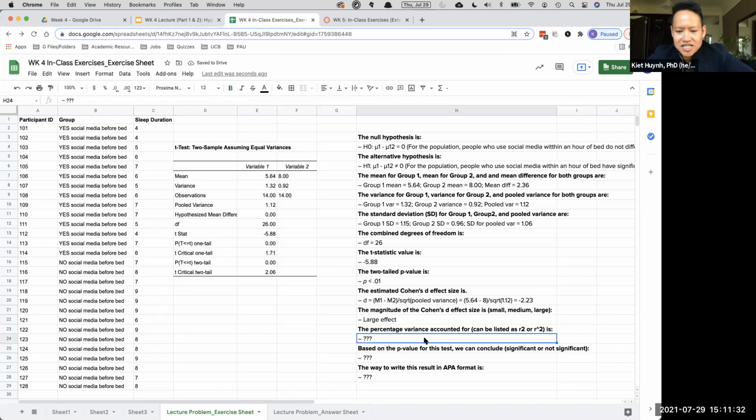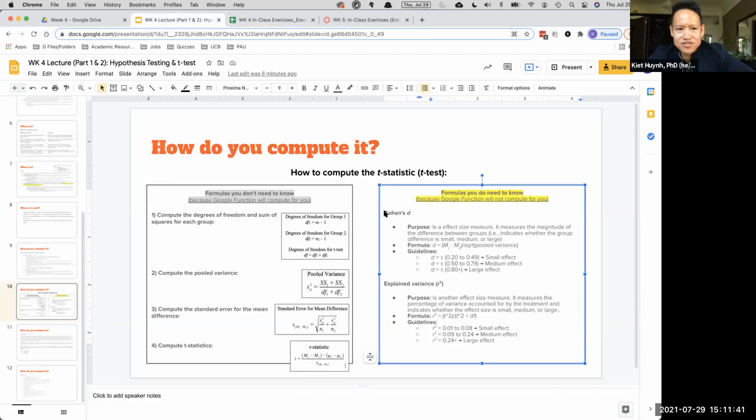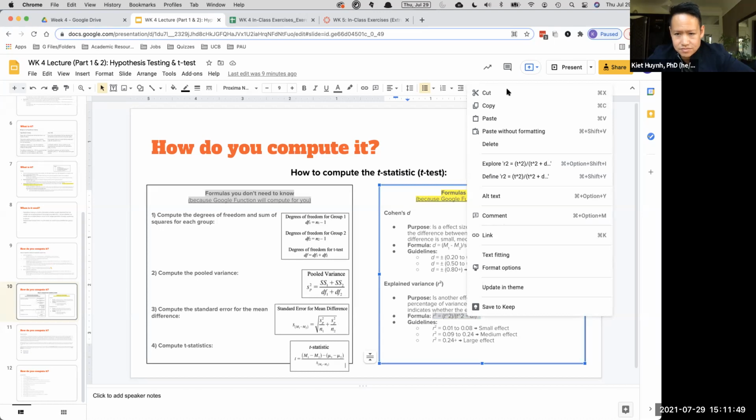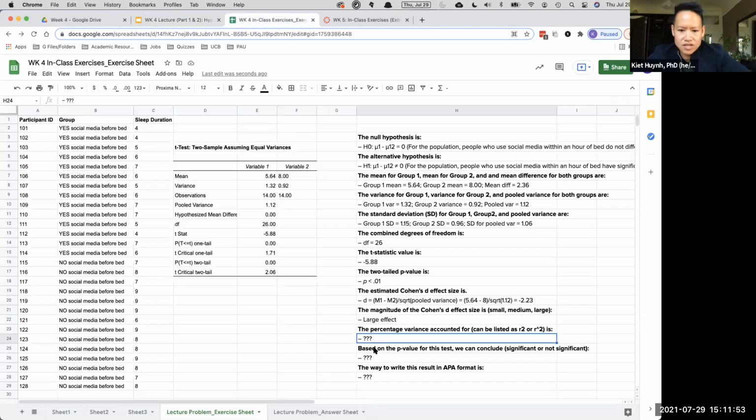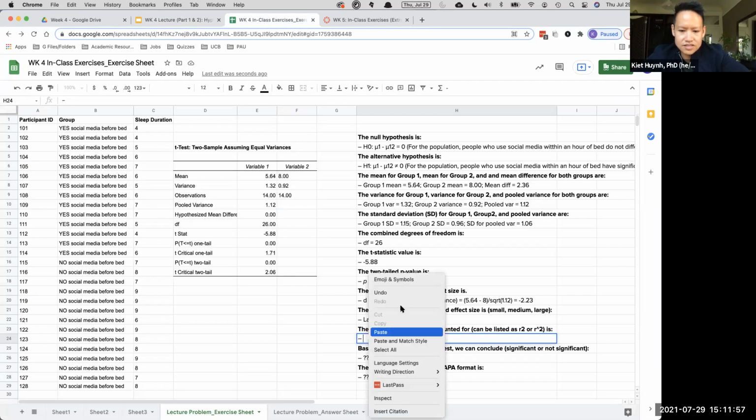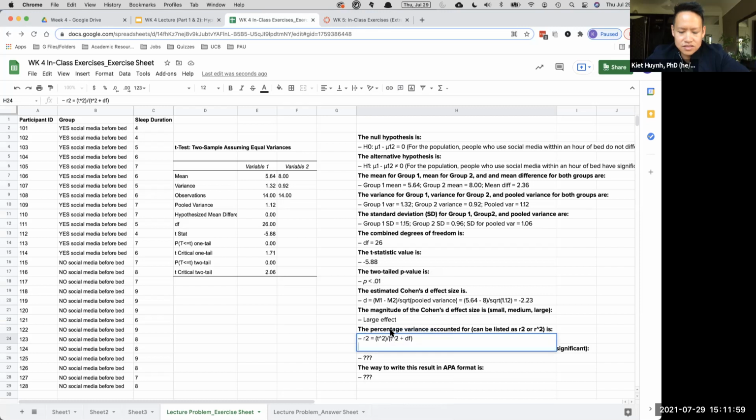Right. Variance accounted for, which is listed as R squared. This is the other effect size measure. And let's go back. This is the one that we have to compute ourselves. And this is the formula for R squared. Let's copy this. Okay. Paste this. Equals.